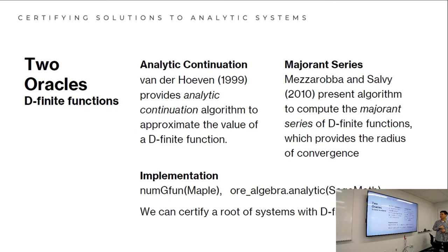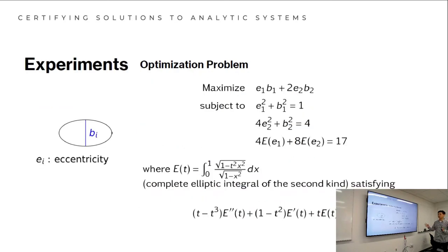So I need to skip. Okay, let me go back to our optimization problem. Now we have this E_i, B_i, because we have two ellipses here: E1, B1, and E2, B2. So now we have this objective function, and we want to maximize it subject to these three constraints.